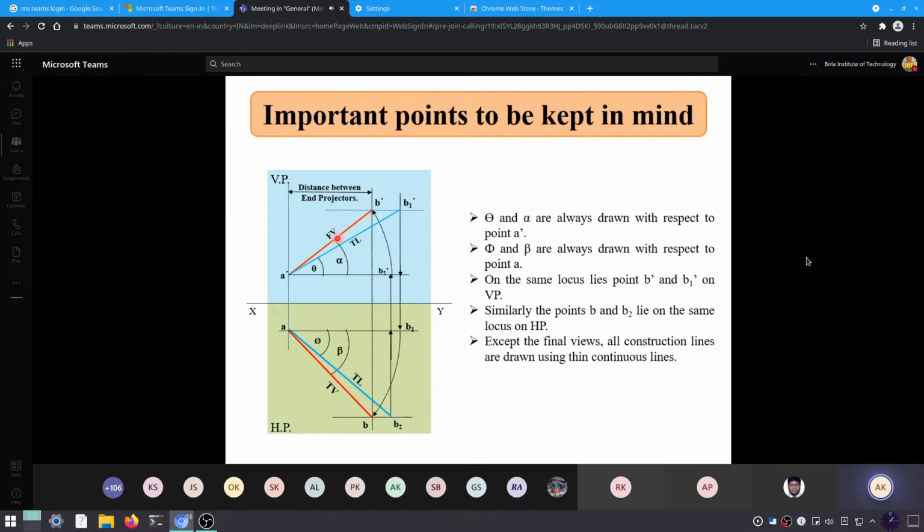There are a few more things that you have to keep in mind regarding the construction: the final front view and final top view will be drawn by thick continuous lines, whereas other construction lines will be shown with thin continuous lines. Are these points clear to all of you? Yes, sir.